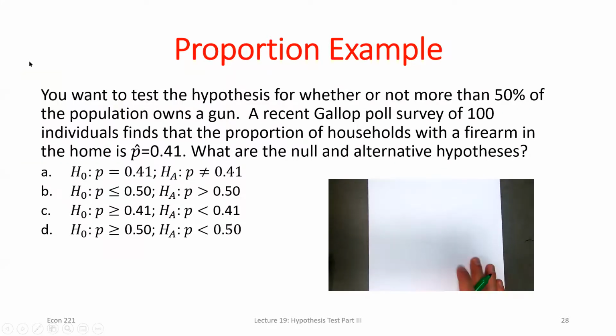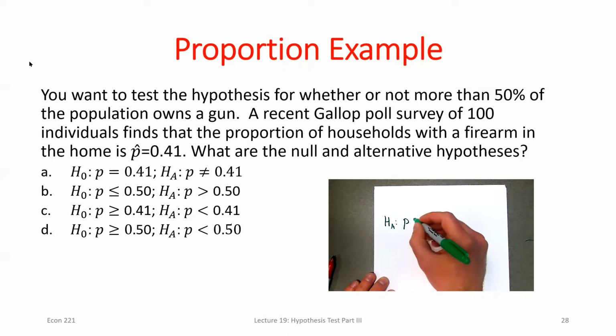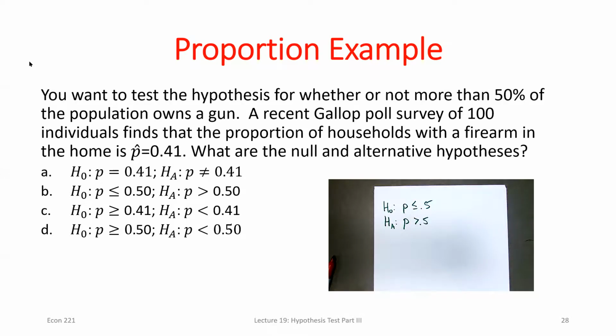We want to test for whether or not more than 50% of the population owns a gun. So what we're thinking about is our alternative hypothesis is that this true population proportion is greater than 0.5. So we'll assume the opposite is true, which is that it's less than or equal to 0.5. Okay. I then take a sample of 100 households, so my sample size is 100. I find a sample proportion of 0.41. Well, we've already identified the null and alternative hypotheses here, right? So what type of tailed test do we have?